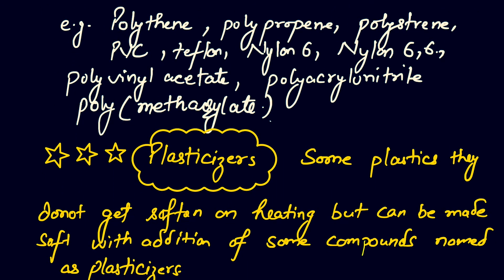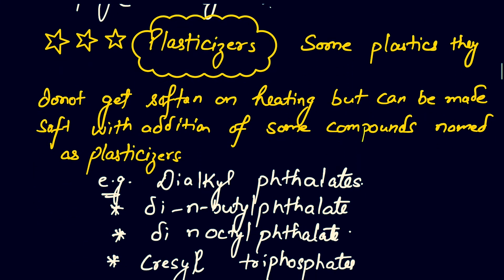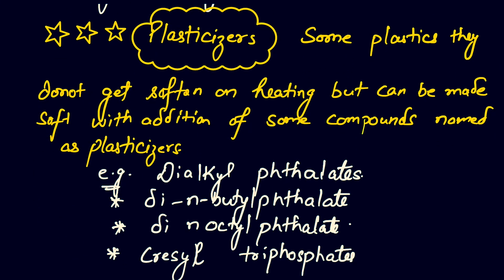Examples include polythene, polypropylene, polystyrene, PVC, Teflon, nylon 6, nylon 6,6, polyvinyl acetate, polyacrylonitrile, and polymethyl acrylate. Now there is a special mentioning about plasticizers. There are some plastics that don't get softened on heating, but they can be made soft with the addition of some compounds that are basically termed as plasticizers.